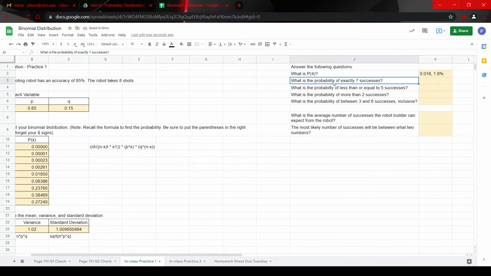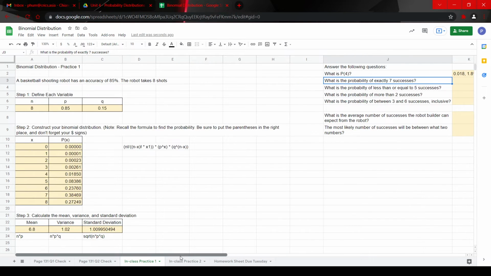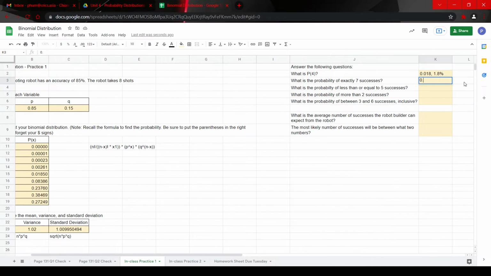What is the probability of exactly 7 successes? Well, in this case, 7 successes is right here, 0.384, 0.385, or 38%. In this case, I'm just going to answer as a decimal, 0.385. I'm going to round it to 3 decimal places.